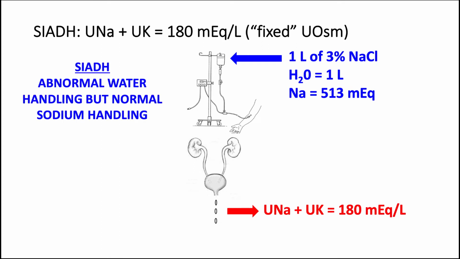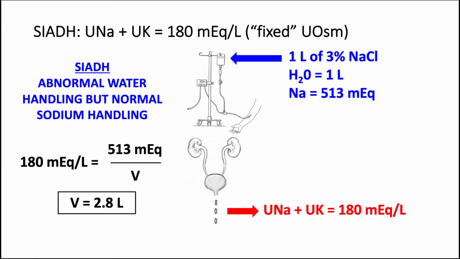Remember again, patients with SIADH have problems with water handling, but they have no problems with sodium handling, so they will excrete the 513 milliequivalents of sodium in a certain volume of urine or water, but at a concentration of 180. If we want to calculate what that volume would be, then we'll do simple math. Concentration 180 is equal to mass of sodium to be excreted, 513, divided by a volume, and if we calculate V, we obtain that V is equal to 2.8 liters.